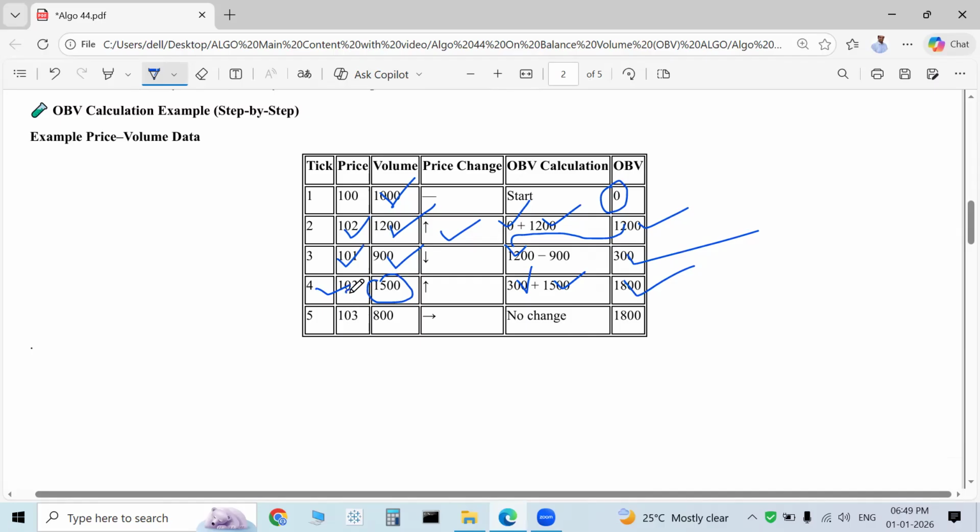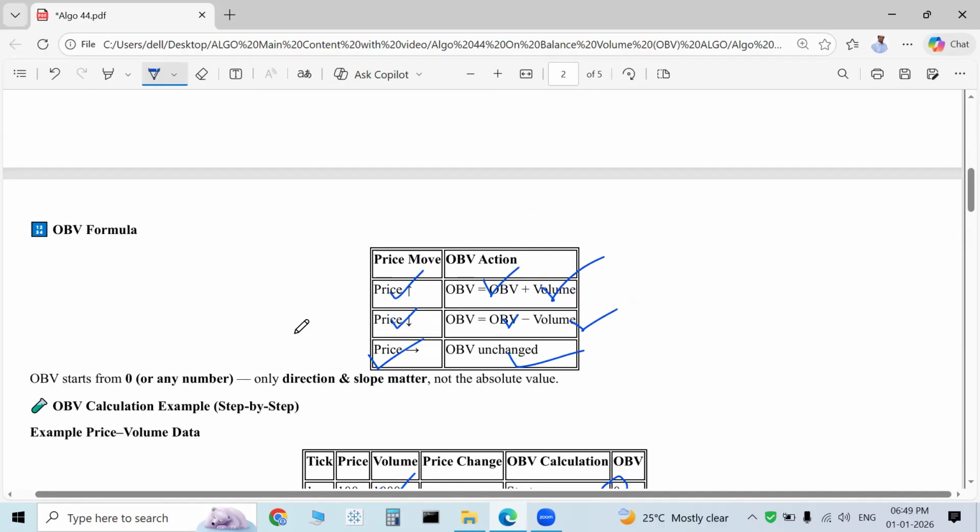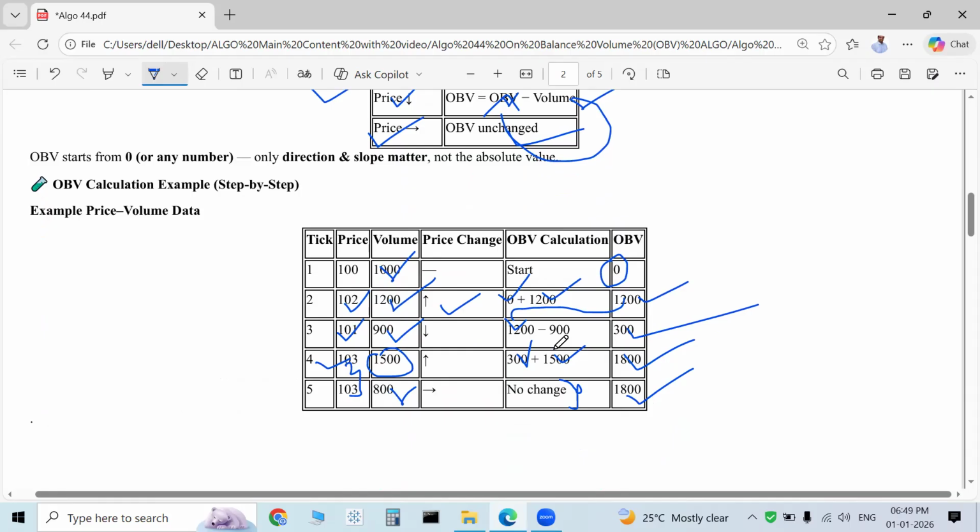Now the price does not change in the next iteration, so we are not going to change the OBV. OBV remains the same. The logic is very simple. If the price increases, add the new volume to the previous OBV. If the price decreases, subtract the volume from the previous OBV. That is the logic. That's called OBV.